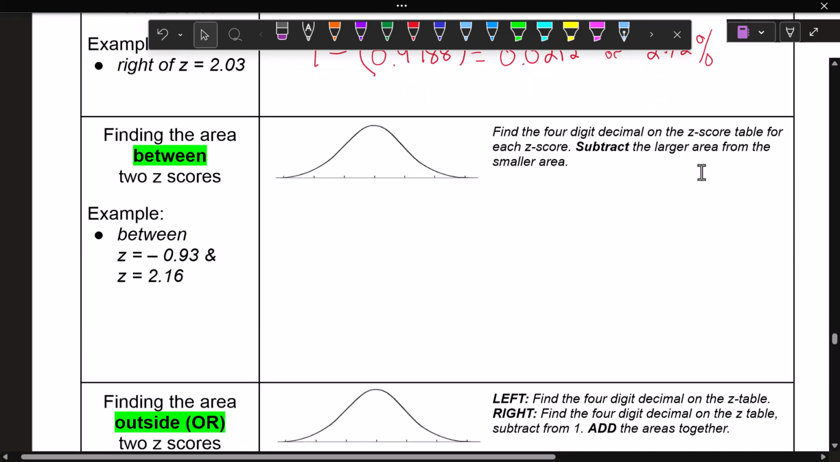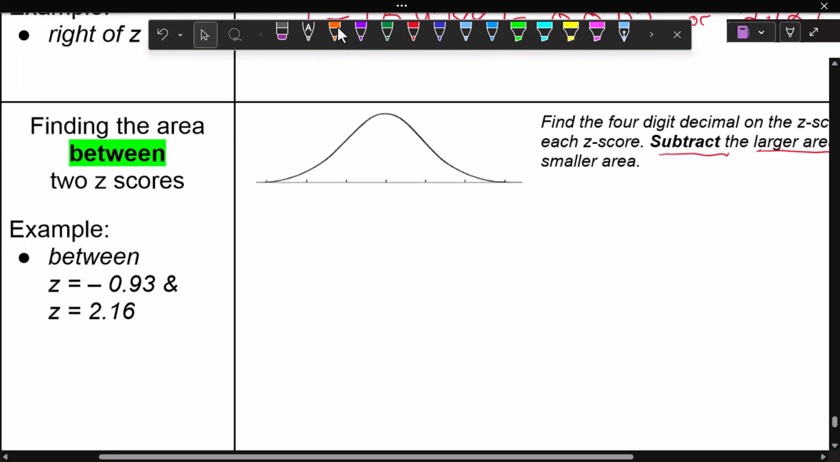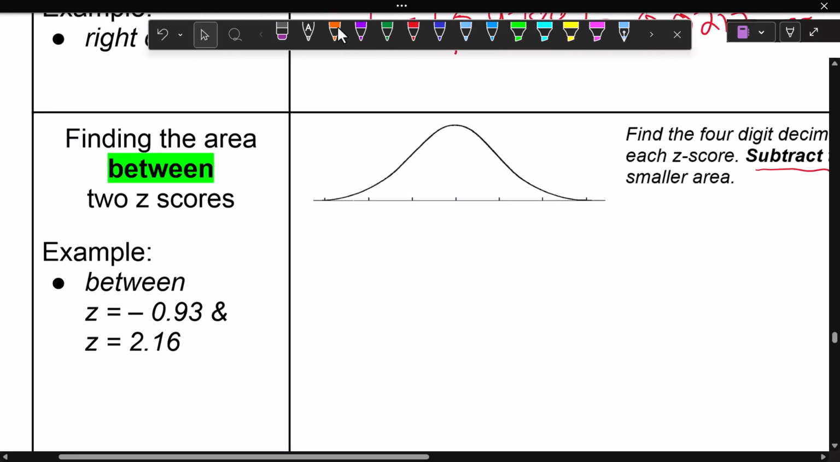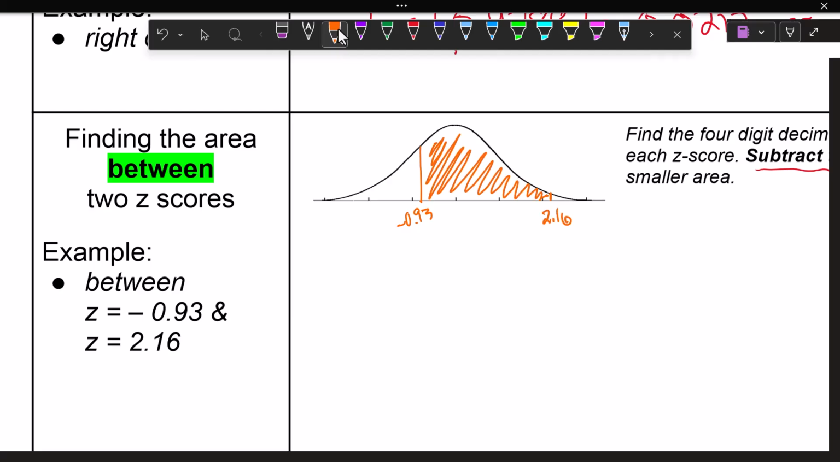Finding the area between two z-scores, we find the area to the left of both of them and subtract the smaller area from the larger area. So we want it between negative 0.93, it's about here. Oops, I don't know where that negative 1 came from. Negative 0.93 and 2.16, which is about here. And we want the area in between. We want all of that.